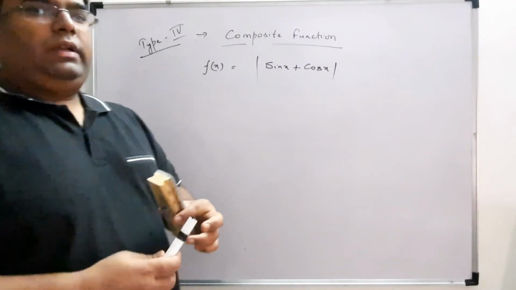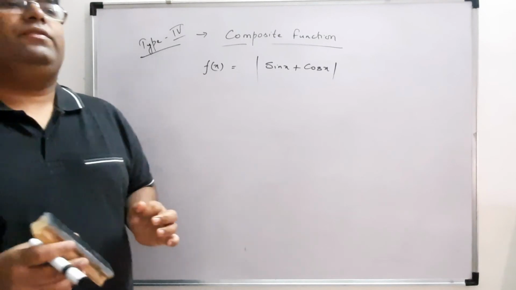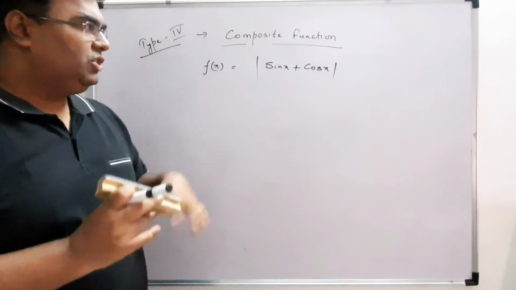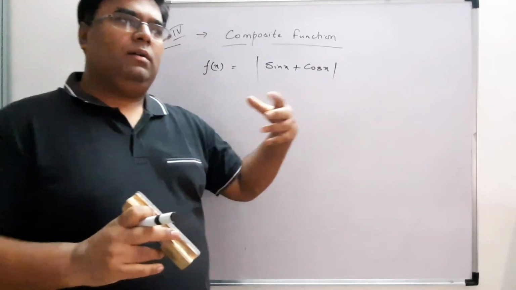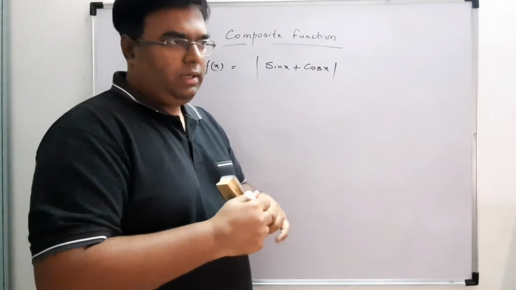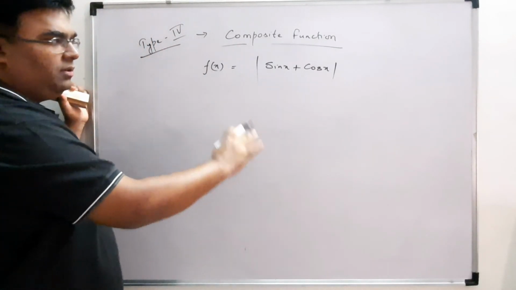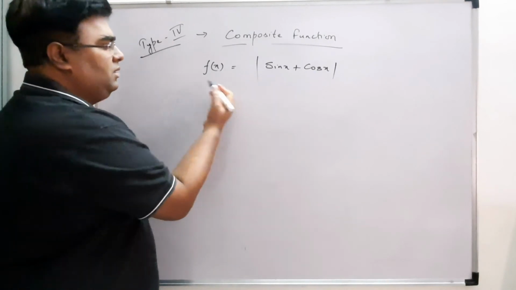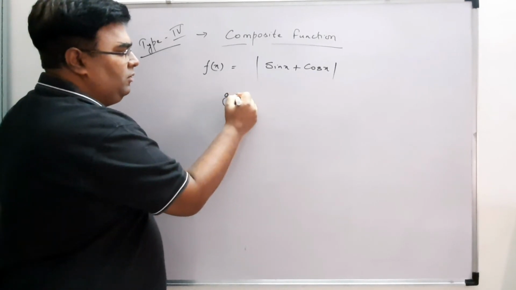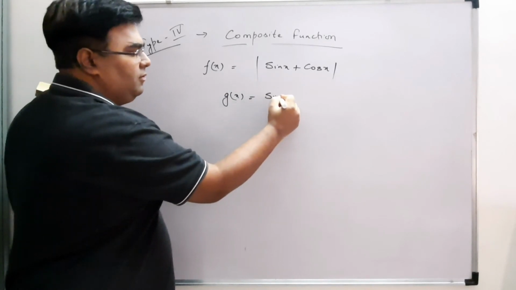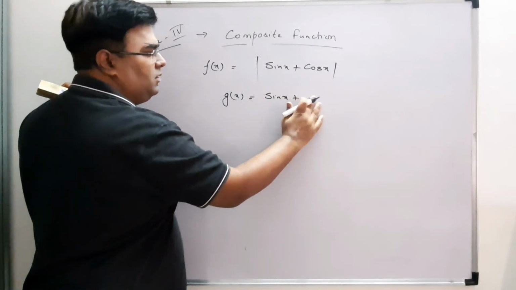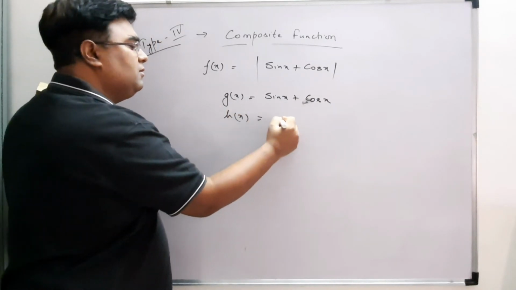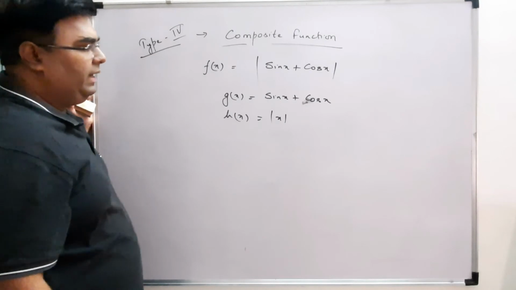Now let us solve our type 4 question, which is of composite functions. Here you can get two kinds of questions. One is general, where no point is given, and another is where a point is also given. So this is my general case where nothing is given. You need to prove that f(x) is continuous. So let us say your g(x) is sin x plus cos x, and your h(x) is mod of x.